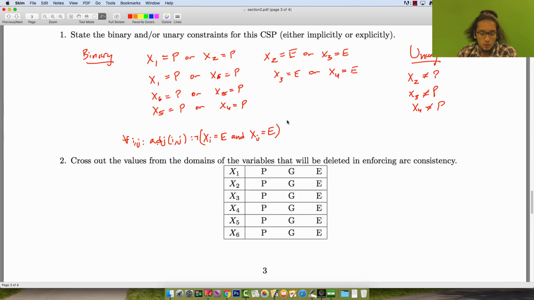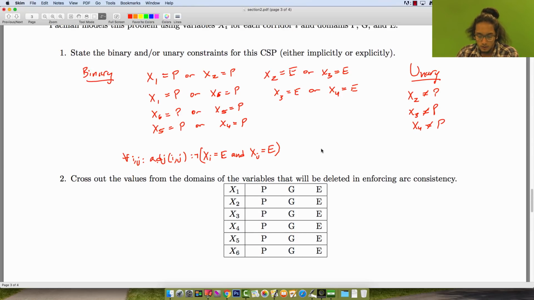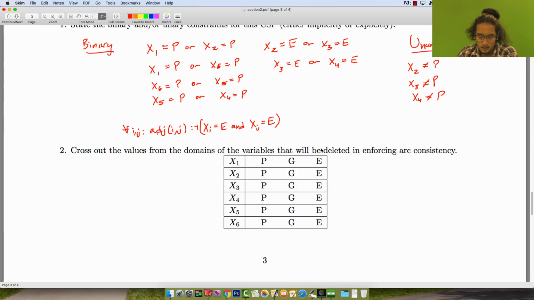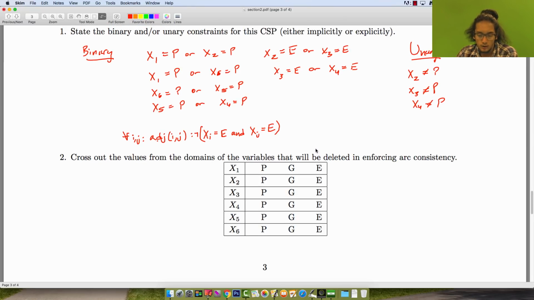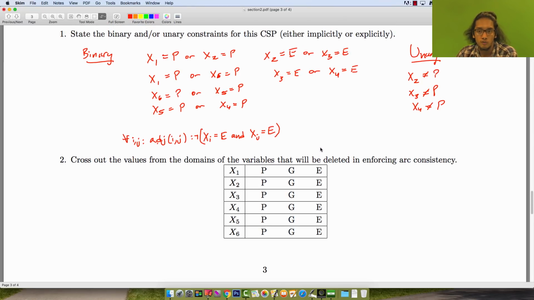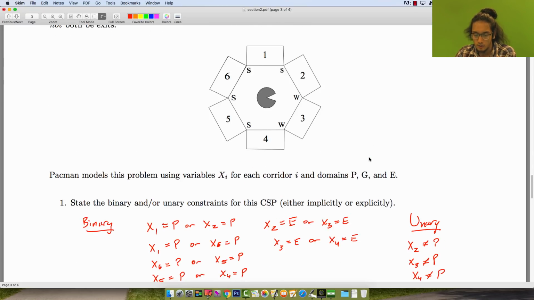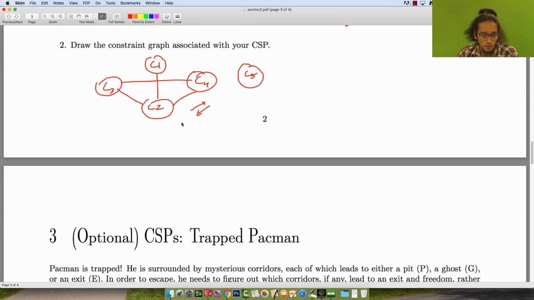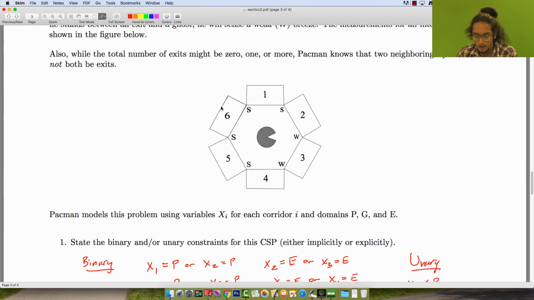Okay, so now let's start with part 2, which is about arc consistency. So basically, arc consistency is a technique which allows us to greatly simplify the process of backtracking search, which will eventually lead us to some kind of solution for the CSP. And the idea of arc consistency is the following. You take a constraint graph similar to the one which we drew for the previous problem. And what will that constraint graph look like for this problem?